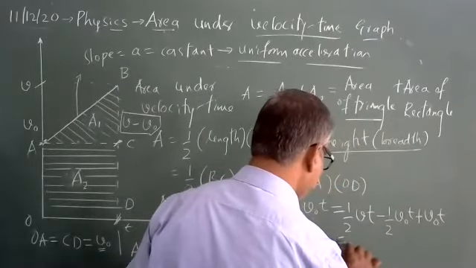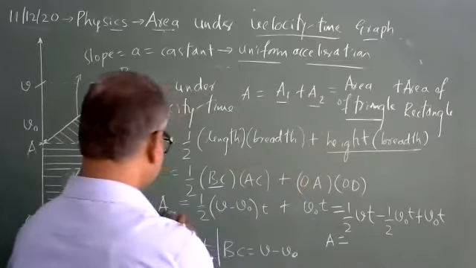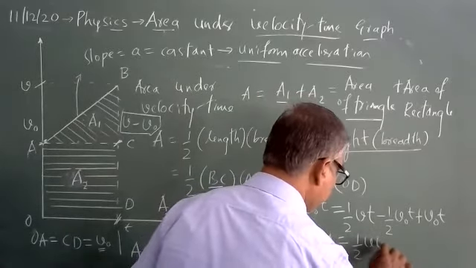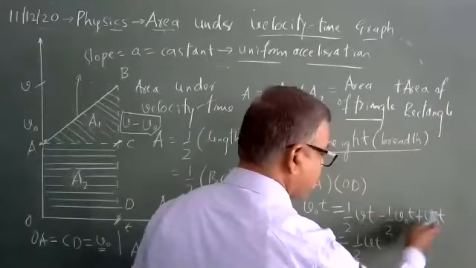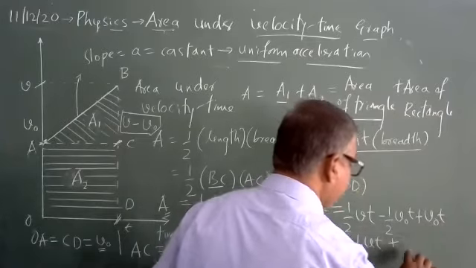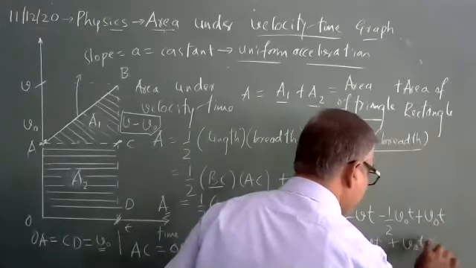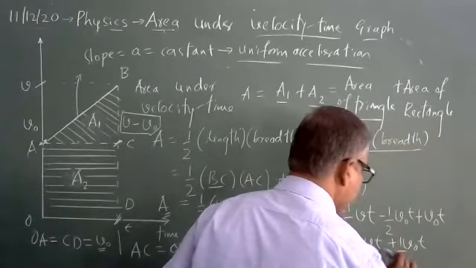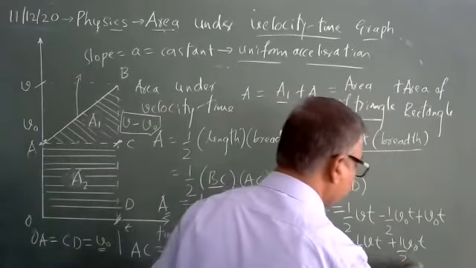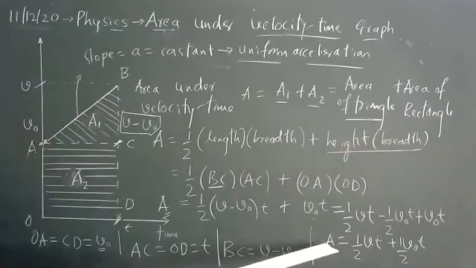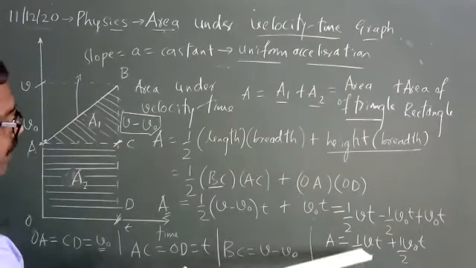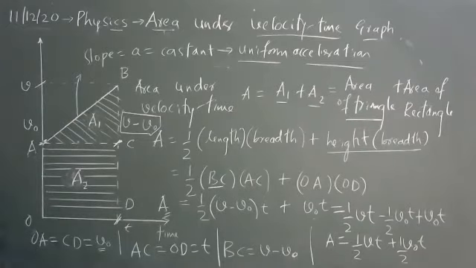Finally, it becomes area. This area is written here. Area is equivalent to half VT. This remains as it is. This minus and this plus will take care. It becomes plus 1/2 V0T. Cross check: 1/2 VT plus 1/2 V0T. So I can write the common factor: A equal to 1/2 inside a bracket, V plus V0, into T.